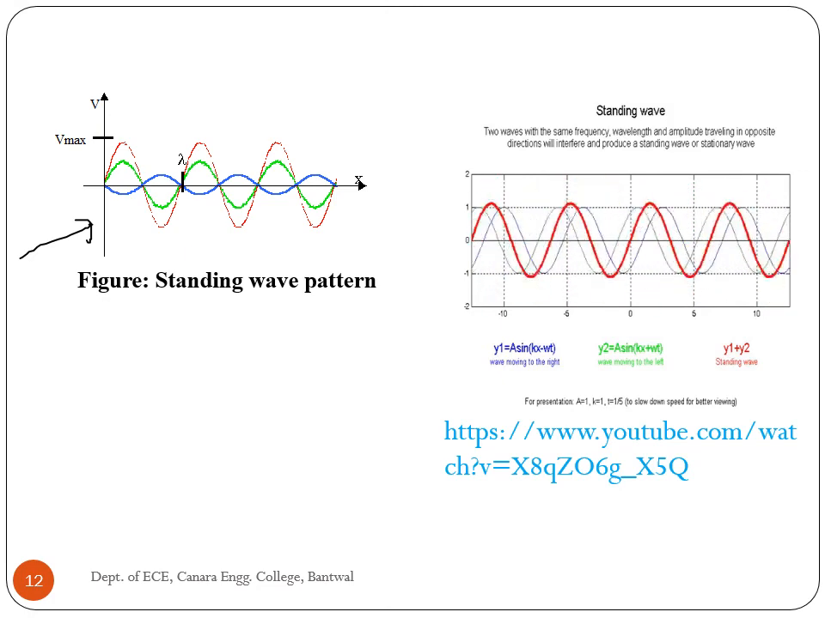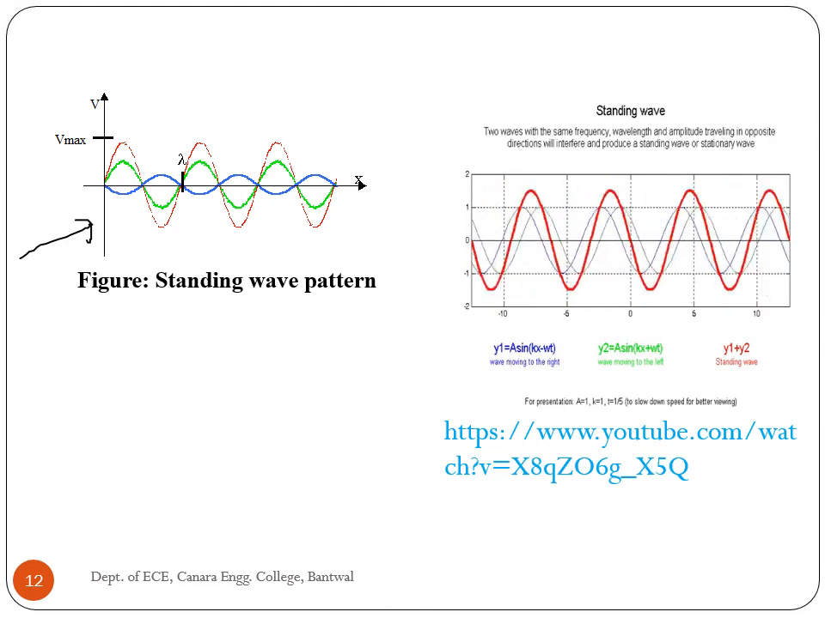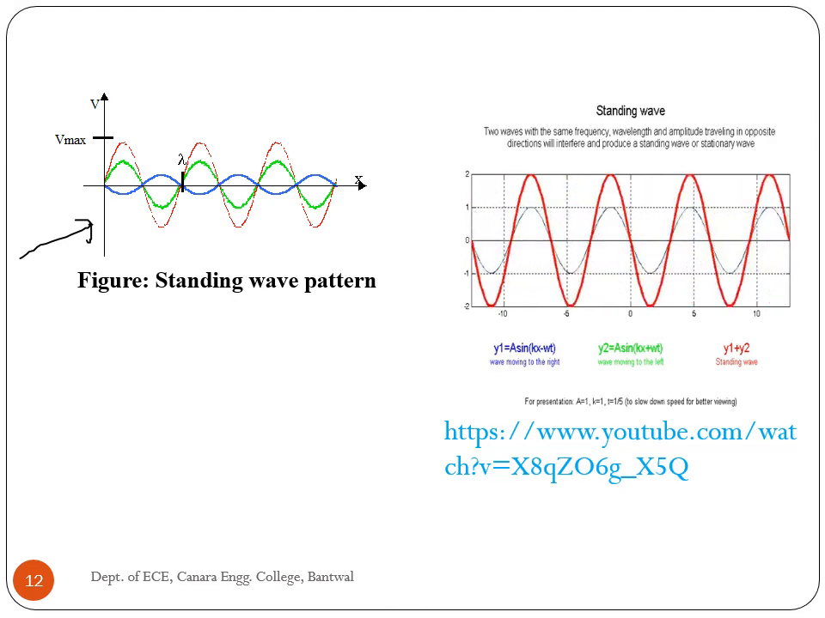Signal energy is transmitted through a transmission line from the source or generator to the load or receiver in the form of voltage and current waves. At the load end, part of the signal is reflected back depending on the type of load impedance and the characteristic impedance of the line. In this graph, we can see that Y1 is moving to the right, Y2 is moving to the left, and Y1 plus Y2 is the resultant wave or standing wave.